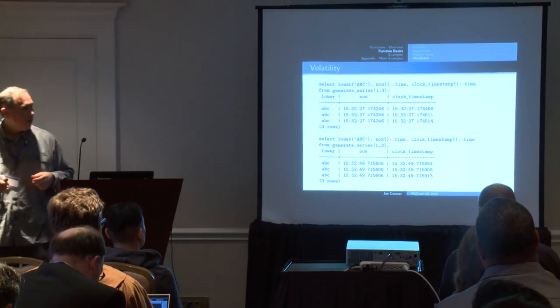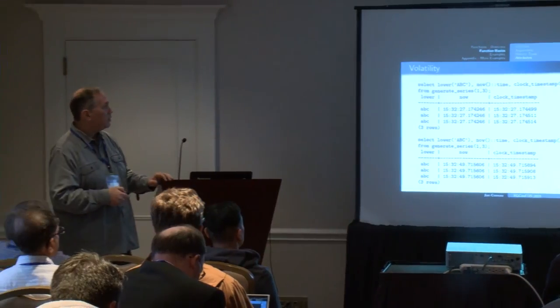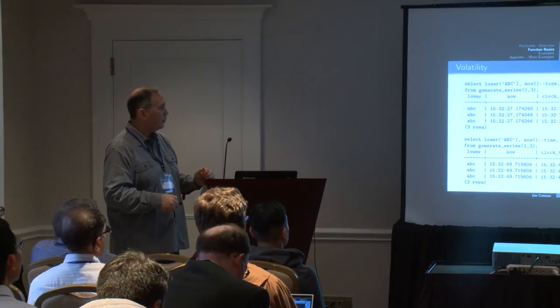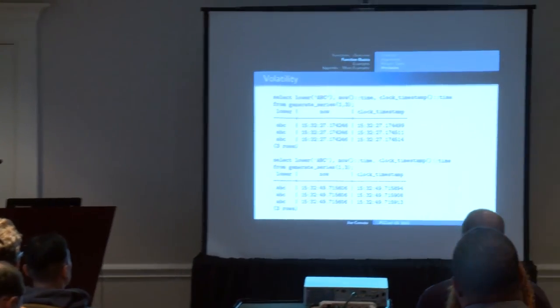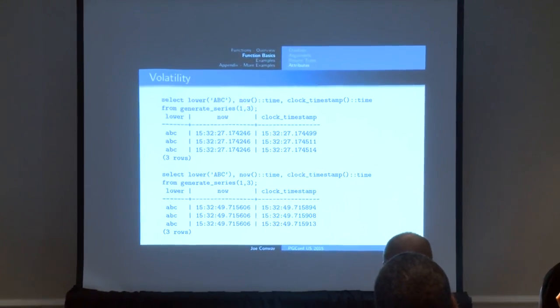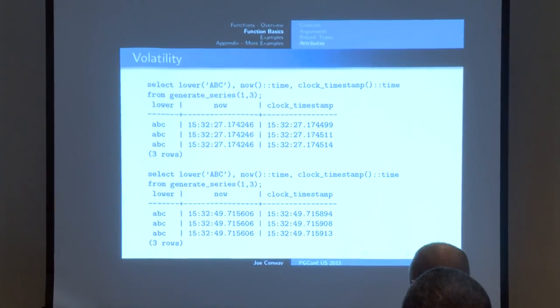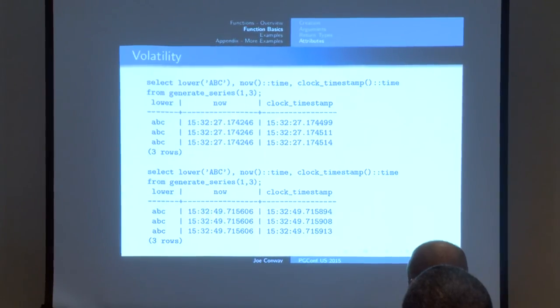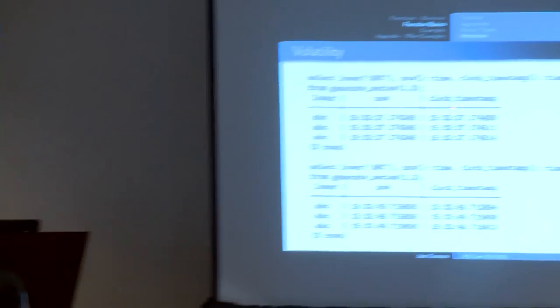Here's just a quick example of the three different types to illustrate it. The lower function is actually immutable. Whenever I call that, it always produces the same abc for capital ABC. The now function is actually stable. So you see I've got one time for all three of these rows here, but a different time for these three rows in the second call to this function. Clock timestamp is actually volatile. So every single row in these two different calls is going to produce a different value.